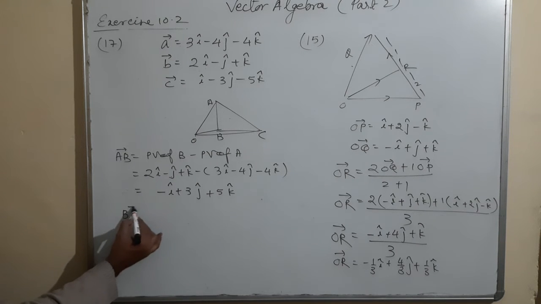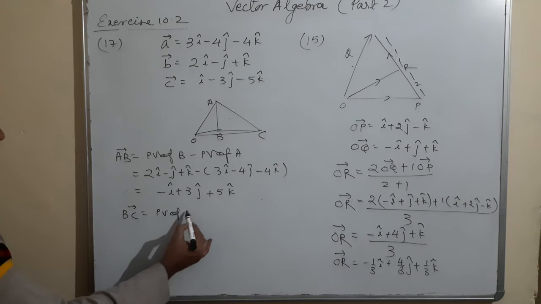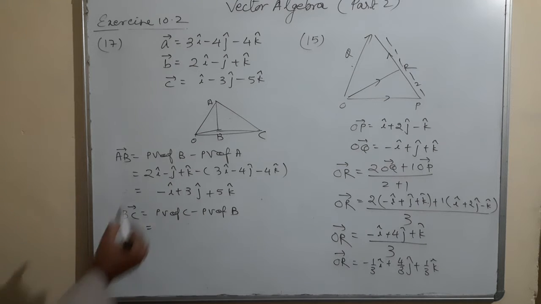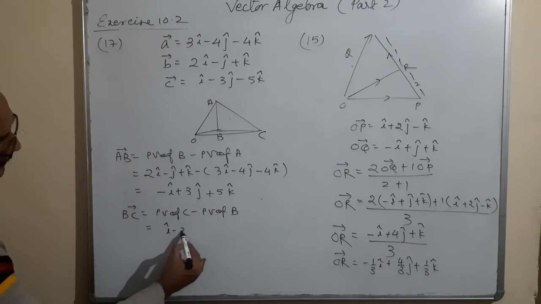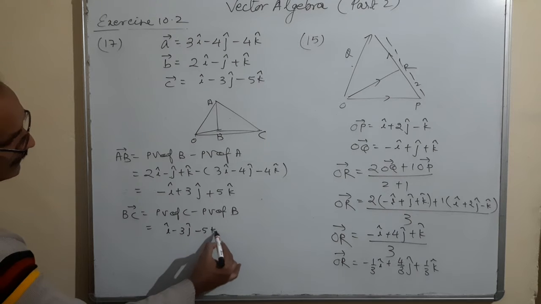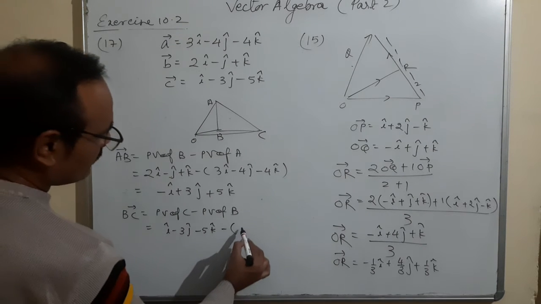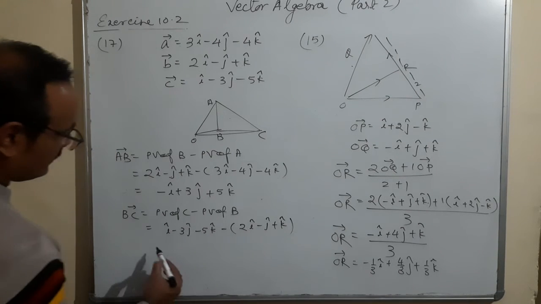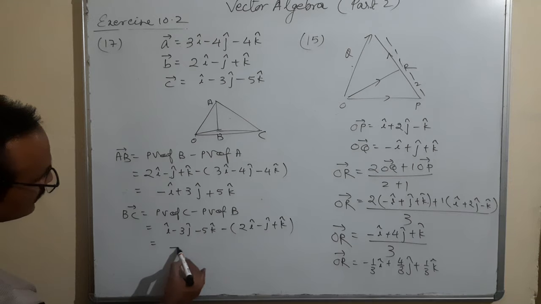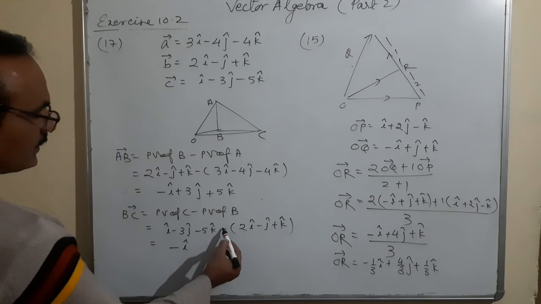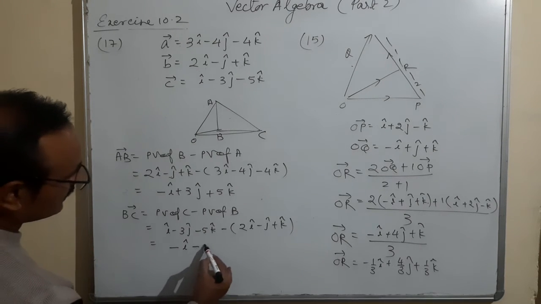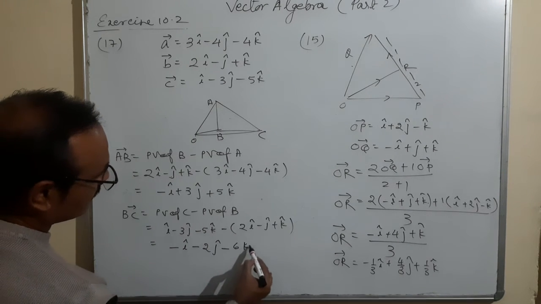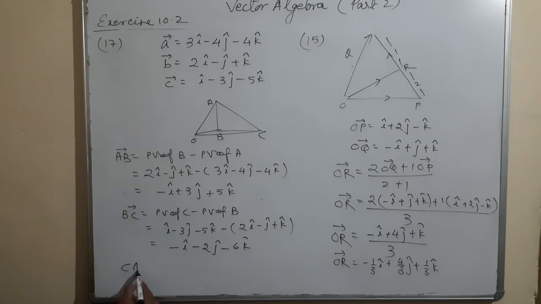Second, BC: position vector of C minus position vector of B. Position vector of C, i minus 3j minus 5k, minus position vector of B, 2i minus j plus k. i minus 2i, it is minus i, minus 3j plus j, it is minus 2j, minus 5k minus k, it is minus 6k. That is BC, and now it is CA.